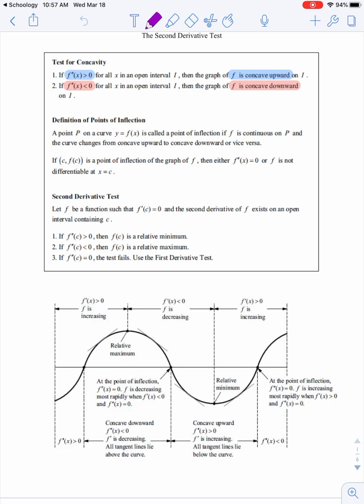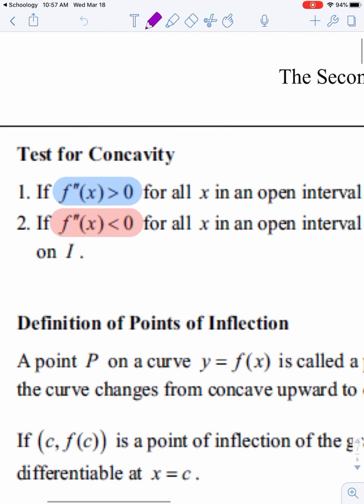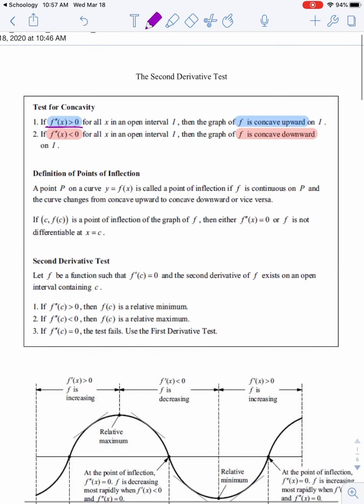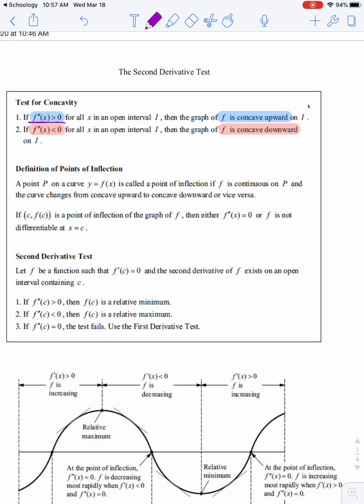So the first derivative pretty much gives you max and mins for the most part. Second derivative talks about concavity. So if the second derivative of the function is positive, that means that the function is concave up. Concave up means it's going to hold water. If it's concave down, it's going to look like this.